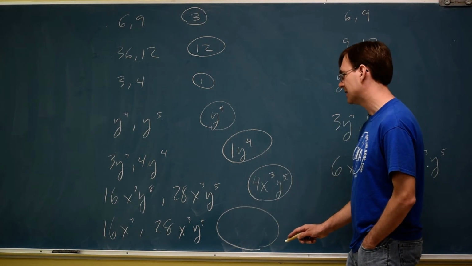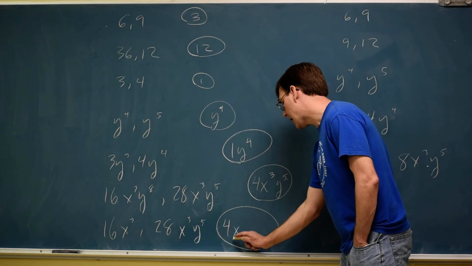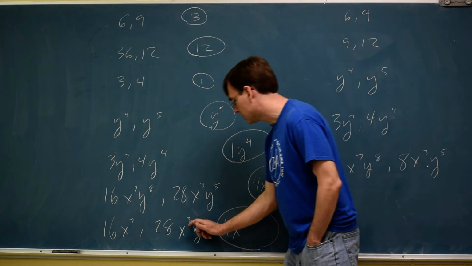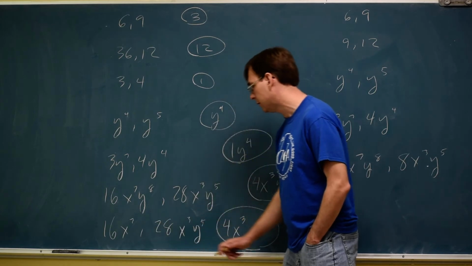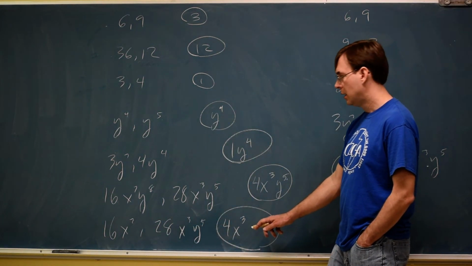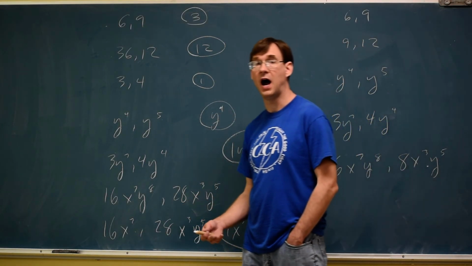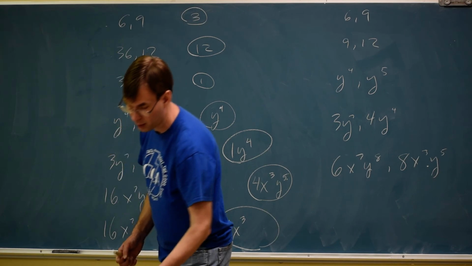For this last one, 16 and 28, again, I'm going 4. X's, I'm going 3, because 3 is smaller than 7 for the x's. Y's, I'm going with nothing, because this had nothing, and this had 5, and nothing is smaller than 5. We're always going with the smaller.